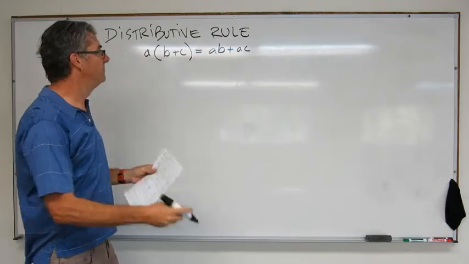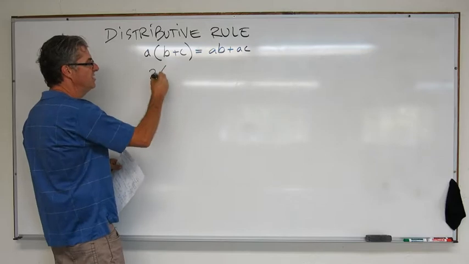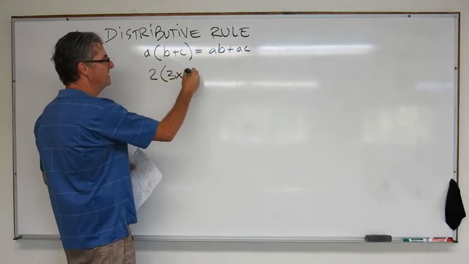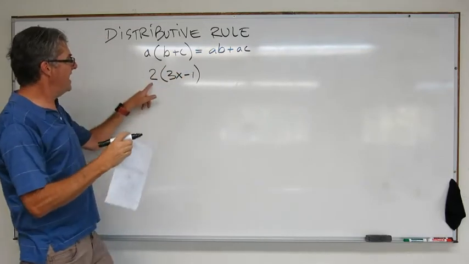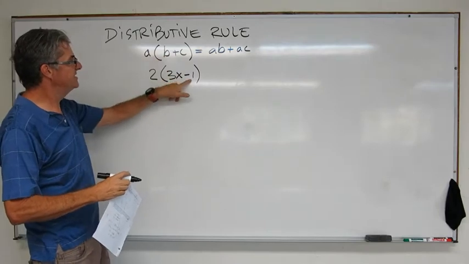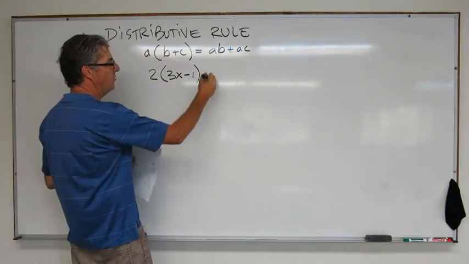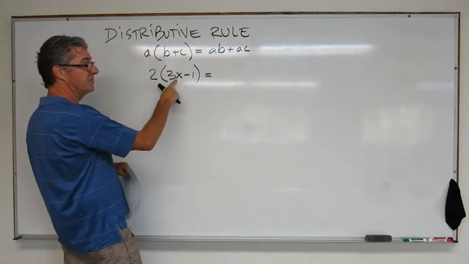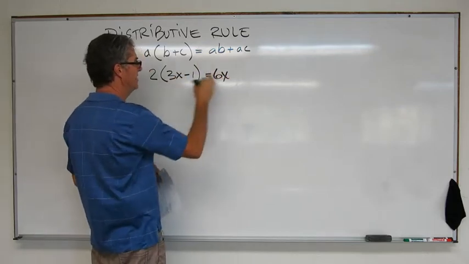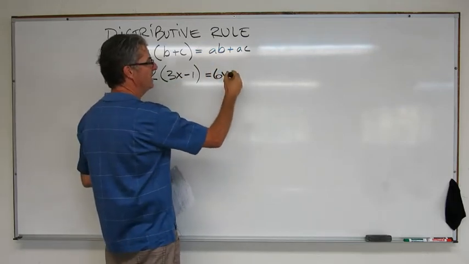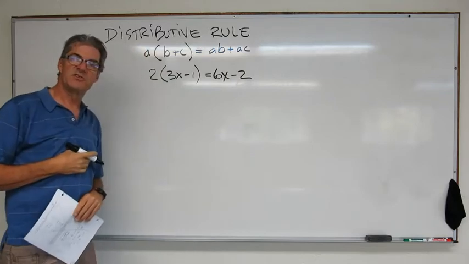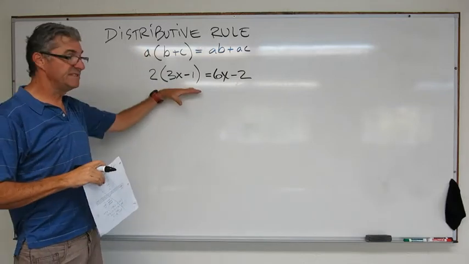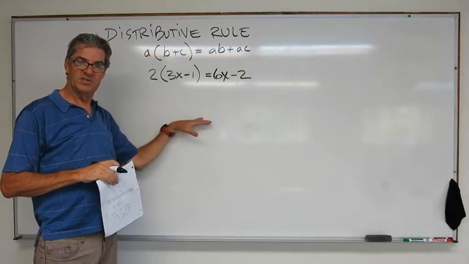Let's do an example. How about 2 times 3x minus 1? So here's my A, my B, and my C. Now I'm going to multiply out 2 times 3x, gives me 6x. 2 times negative 1 gives me minus 2. And that's my solution.